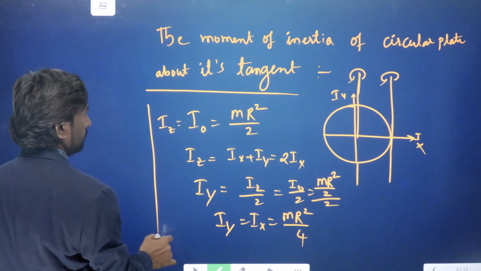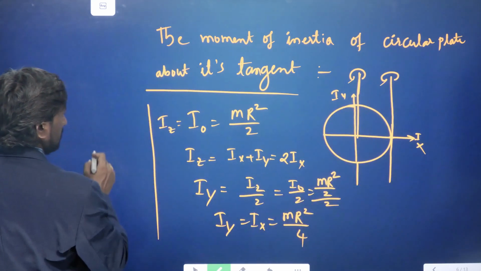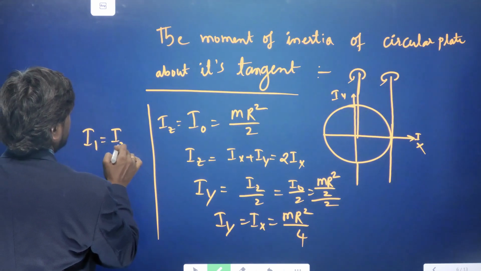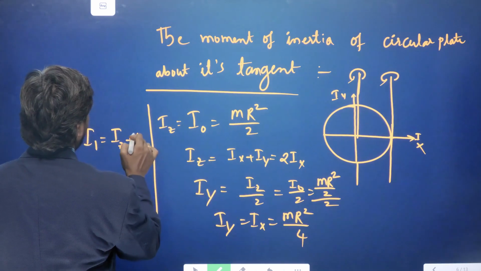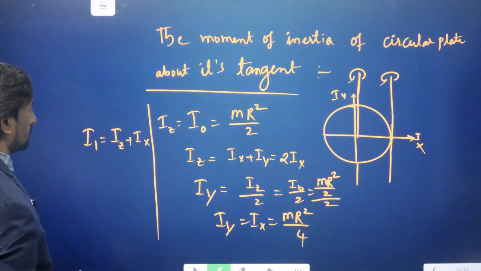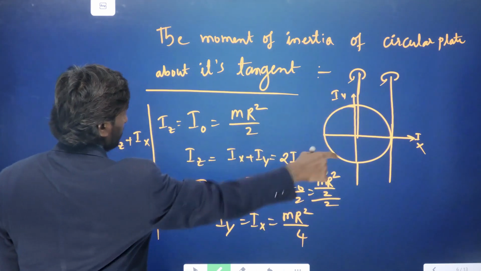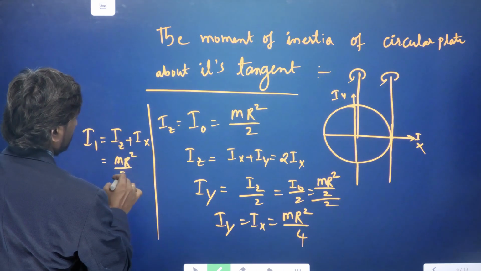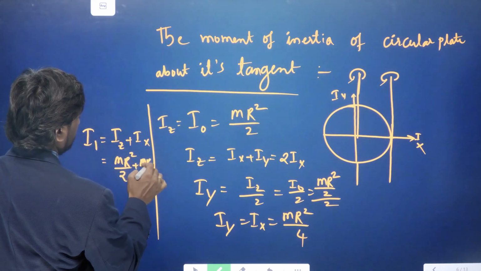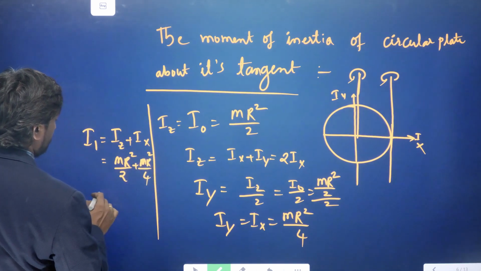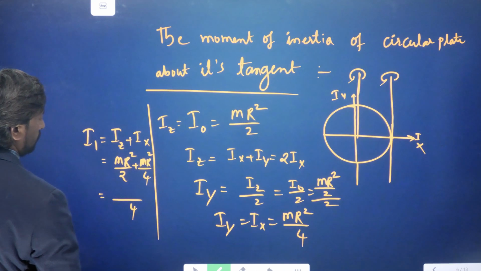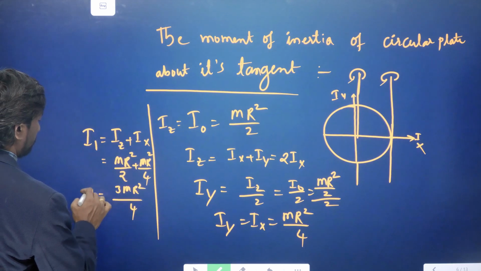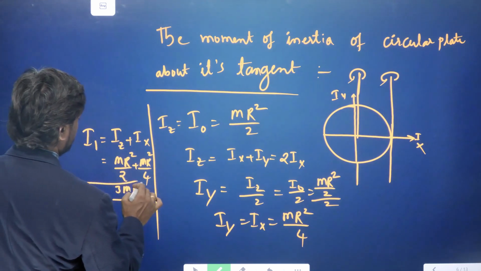So now the moment of inertia about this axis. Let us consider the I naught. I naught can be written as the moment of inertia about the z axis plus the moment of inertia about the x axis. Iz is how much we got there? Mr square by 2 plus mr square by 4. So we will get 3 mr square by 4. So I1 is equal to 3 mr square by 4, this is the answer we get.